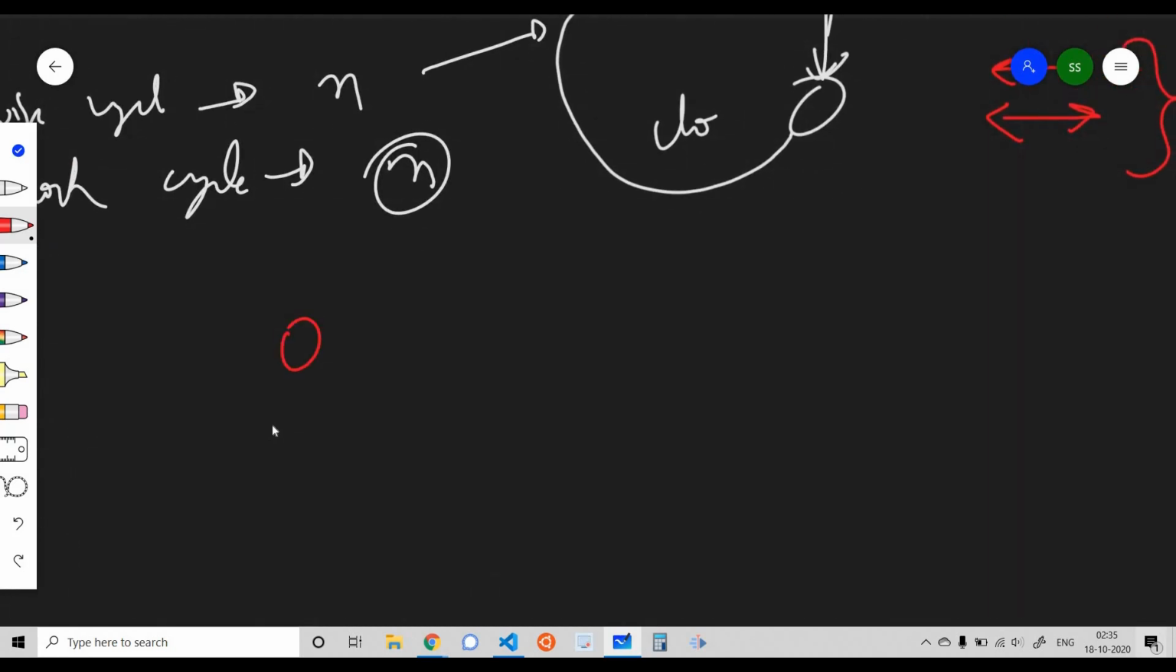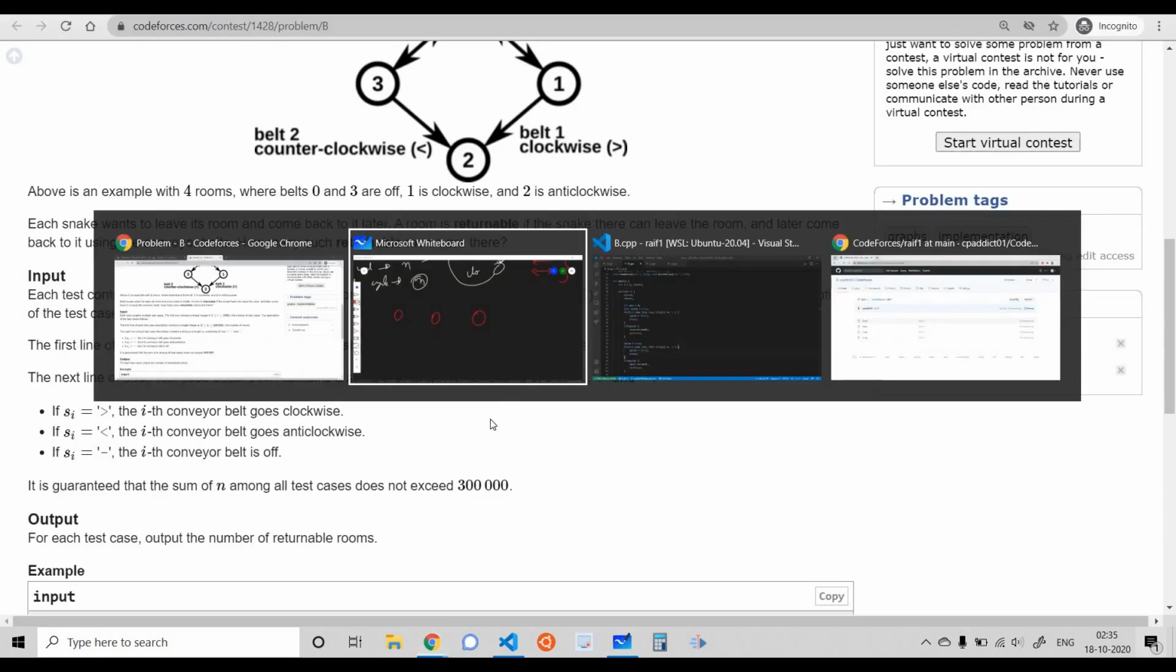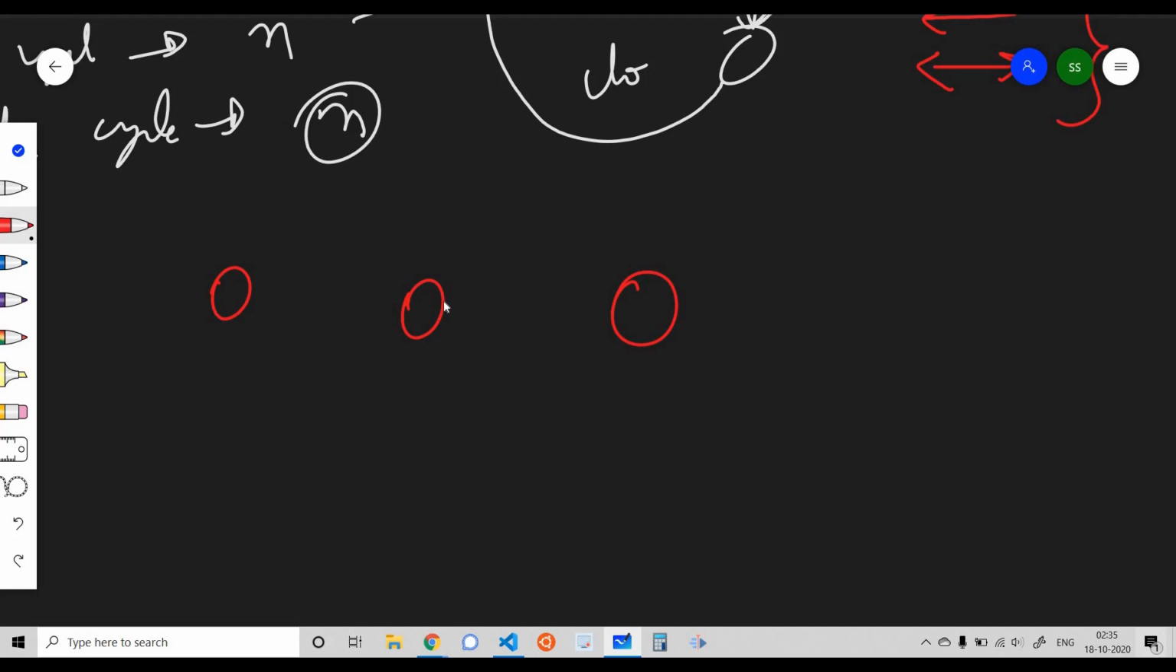Otherwise, if there is no cycle in our graph, then only the nodes which are connected through bidirectional edges would be such nodes, the number of such rooms which we need to find. Because if there is a bidirectional edge between them, then we can move from A to B and then B to A again. So the snake was able to leave from node A and was able to reach the same node again.